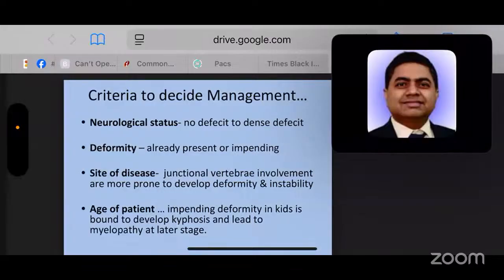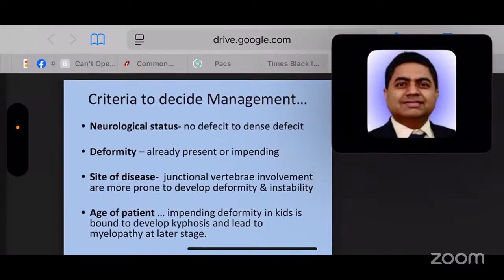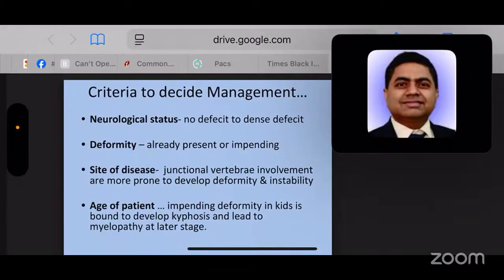The criteria to decide the management should be based first on neurological status. Deformity is the second, then the site of the lesion and the age of the patient. These are important parameters we should consider for deciding the management. If there is a significant neurological deficit, yes, we should operate on the patient. Deformity, if it is already present or impending, needs surgical intervention.